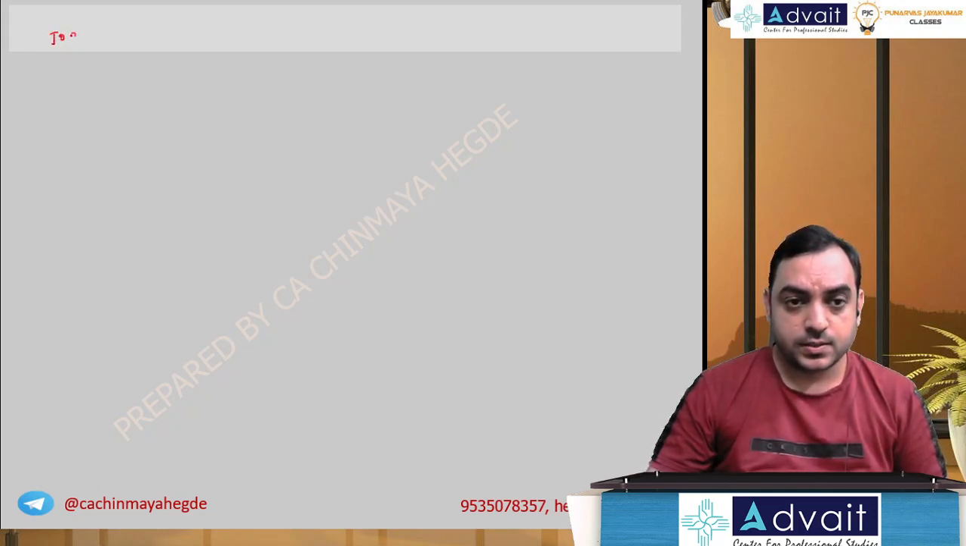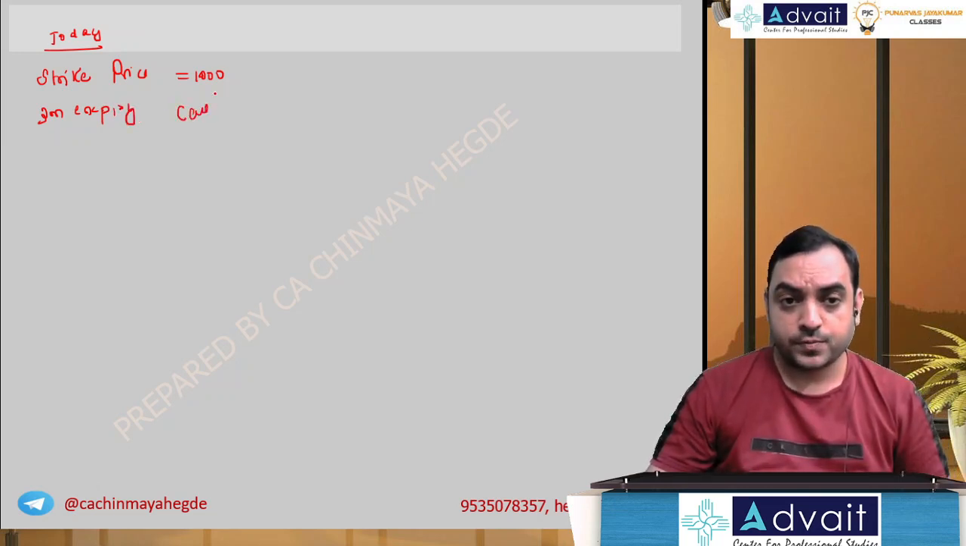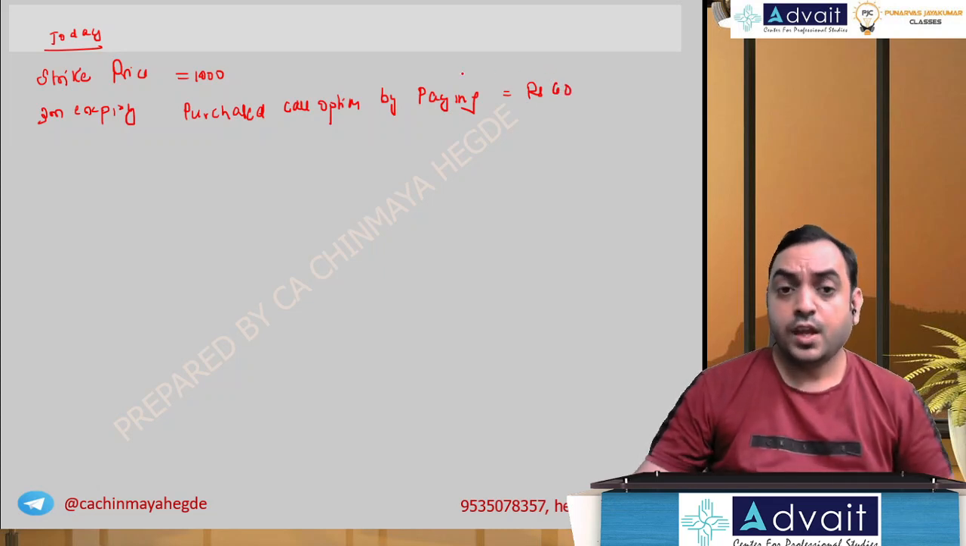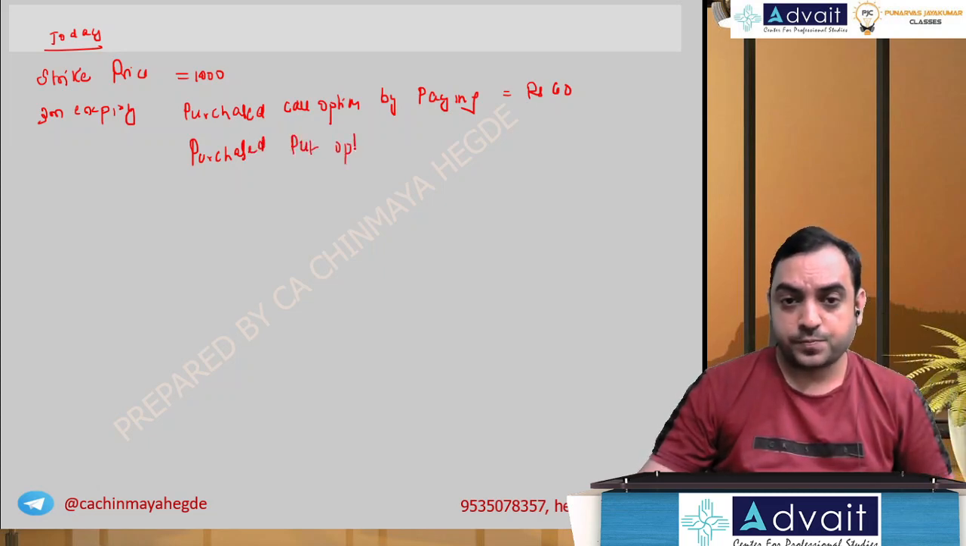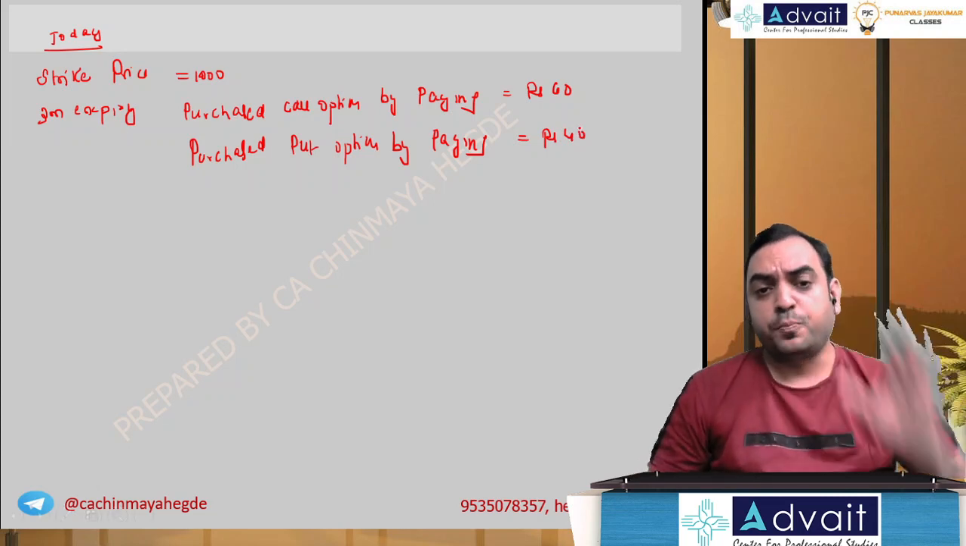Let's say today, strike price, simple example I'll take, let's say 1000, and you're looking at, let's say, 3 month expiry. You became a call option holder. You purchased a call option by paying, let's say, rupees 60, and you also became a put option holder. You purchased a put option by paying rupees, let's say, 40. You purchased call option also, you purchased put option also.